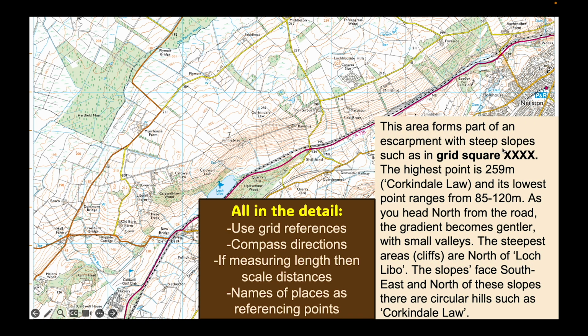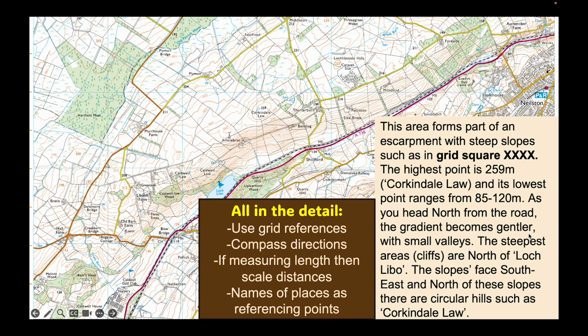So the answer I've written: this area forms part of an escarpment with steep slopes, such as in grid square, providing the grid square. You can clearly see here the slopes are particularly steep, also here. The highest point is 259, Corkindale Law. You have the trig point here, or the spot height. And its lowest point ranges from 85 to 110 meters. You can see just in the corner of the extract here.